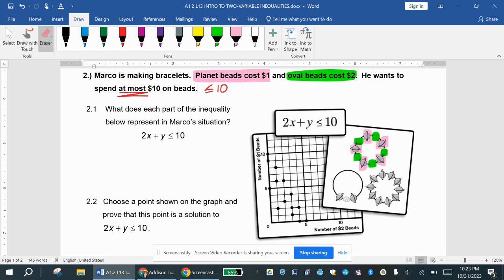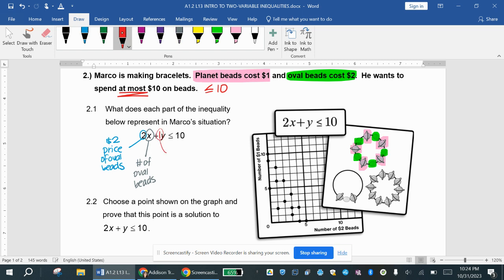All right, 2.1. What does each part of the inequality below represent in Marco's situation? Well, let's take one at a time. The 2 is the price of what? It's the $2 price of the oval beads. So that means that the x represents the number of oval beads that he can buy. Now there's a hidden 1 in front of the y.